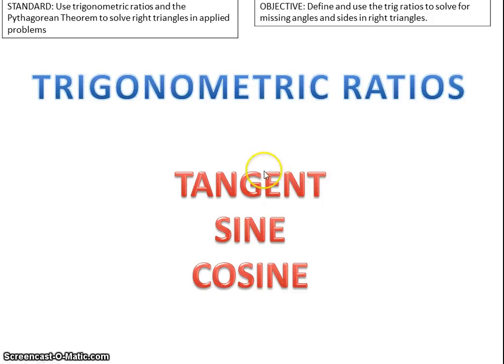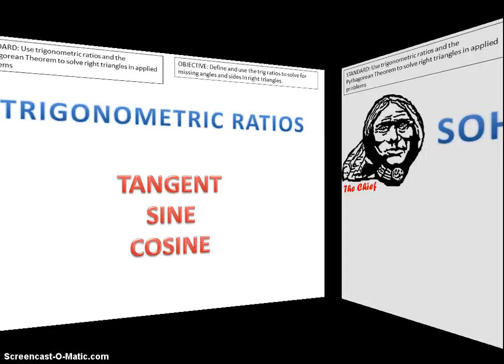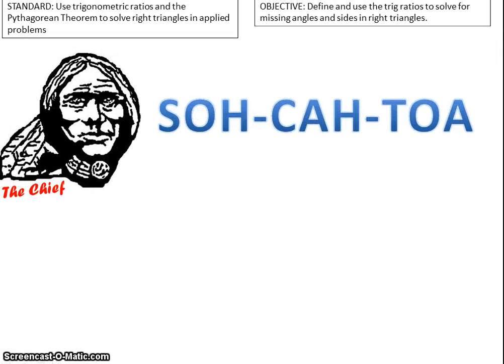Now, we already talked about tangent in the previous chapter. Now we're going to work with sine and cosine. Sine and cosine, along with tangent, are the three main trigonometric ratios, and they're memorized easily by using this mnemonic: SOHCAHTOA, the chief. Here's how Chief SOHCAHTOA works to help you remember it. And I've got to tell you, you need to memorize this. It will come in so handy to you over and over again.